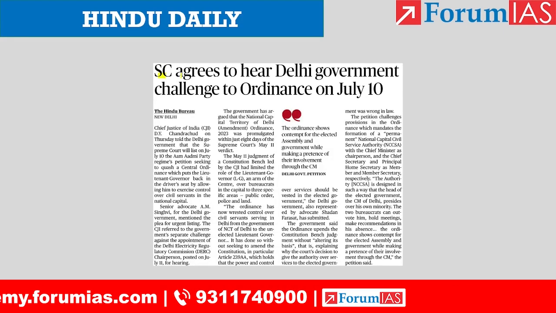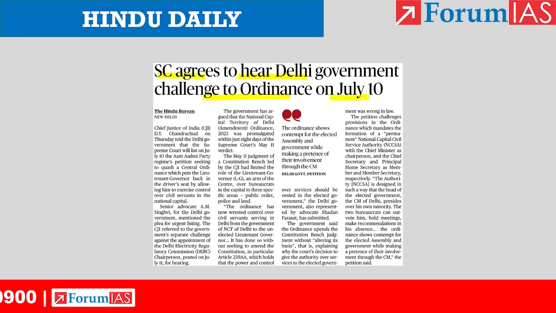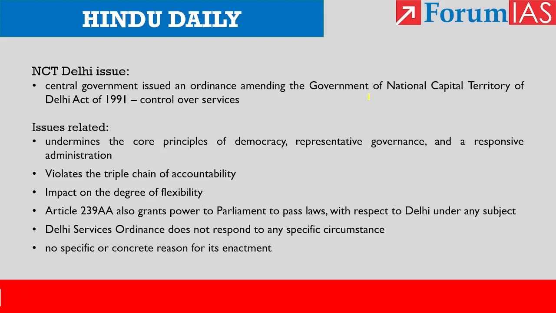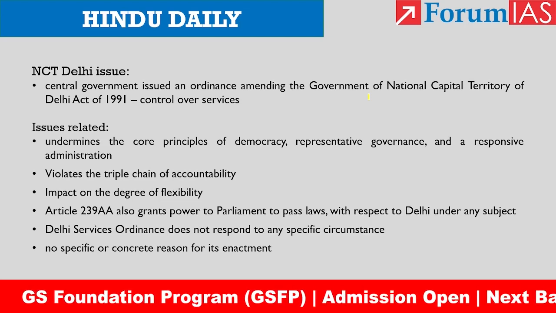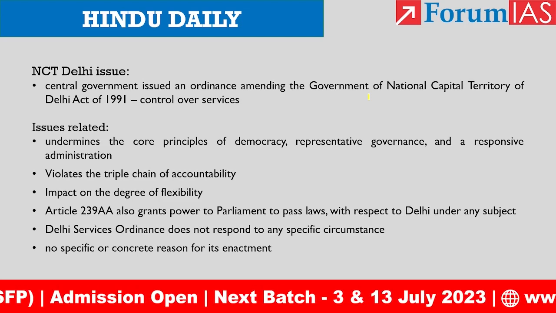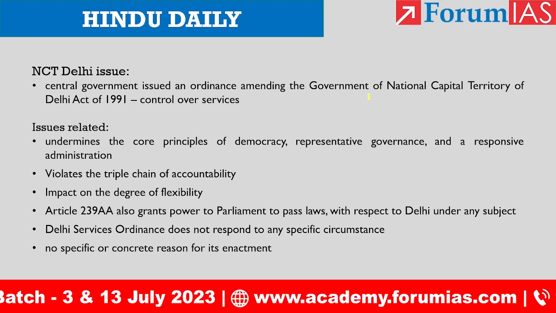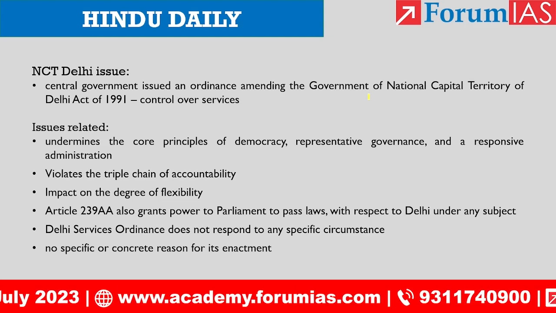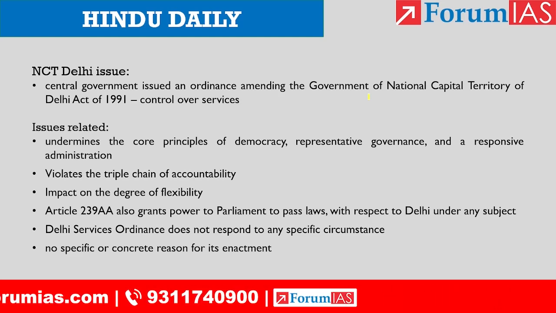Fourth topic, Supreme Court agrees to hear Delhi government challenge to ordinance on July 10th. See, the central government previously issued a notification taking control over services in the National Capital Territory. So this sparked a long legal battle between the Delhi government and central government. But in the month of May 2023, after the Delhi government approached the Supreme Court, the court ruled decisively in favor of the Delhi government. That is, the Supreme Court ordered that the control over services with respect to postings, transfers and promotions will be with the Delhi government.